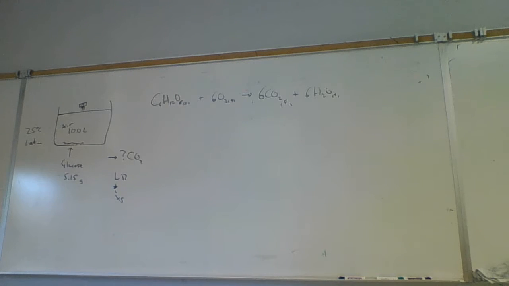So the basic strategy is what? Tell me what the basic strategy is. We're going to calculate, for the limiting reagent, the yield from the initial what?